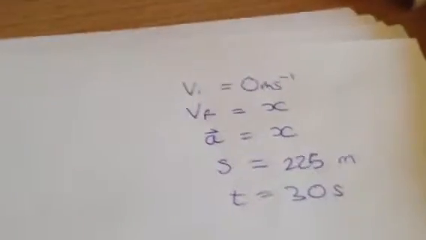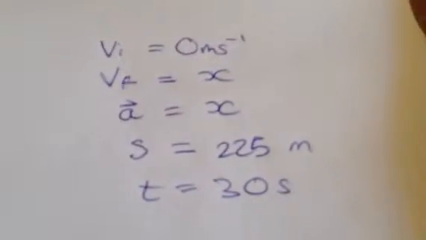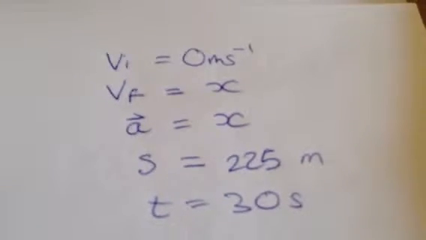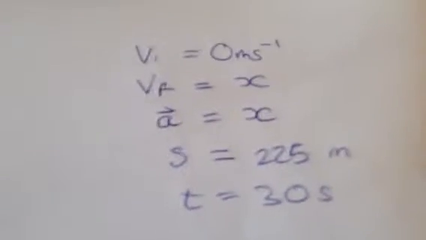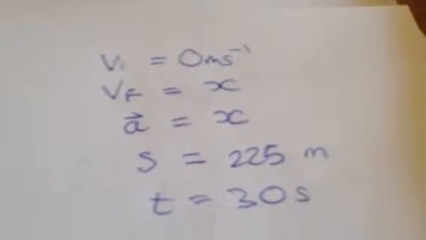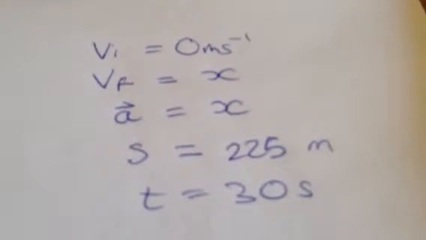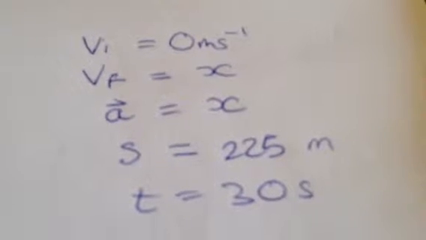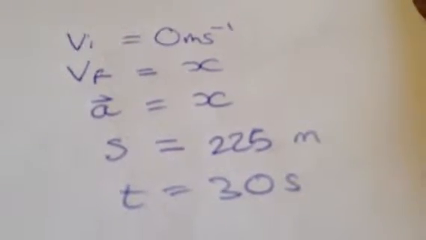So the first thing I would do is write out the known values. We know that the initial velocity is 0 meters per second. We know that the final velocity is unknown. And we know the acceleration is also unknown, that the first distance we are looking at is 225 meters, and the time is 30 seconds. So 225 meters is the first distance, and it's always good to keep a little tally here, because distance is the overall thing that we want.